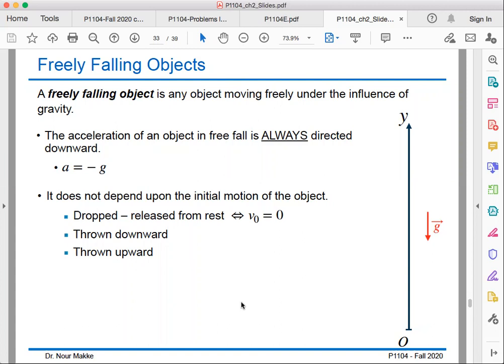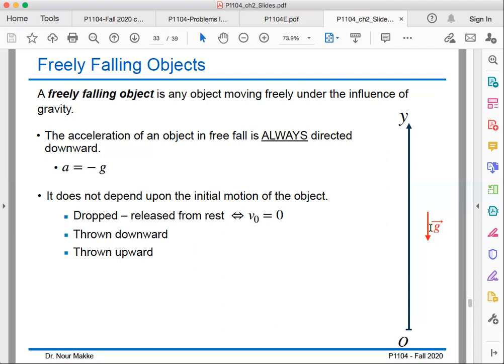So whenever you have a free-falling object, you can immediately write down its acceleration as a vector that points downward, and it is equal to the gravity acceleration. This does not depend upon the initial motion of the object. So we have three possible cases for this motion. Either the object is dropped, which means it's released from rest, or in other words, its initial velocity is equal to 0, or it could be thrown upward or downward.